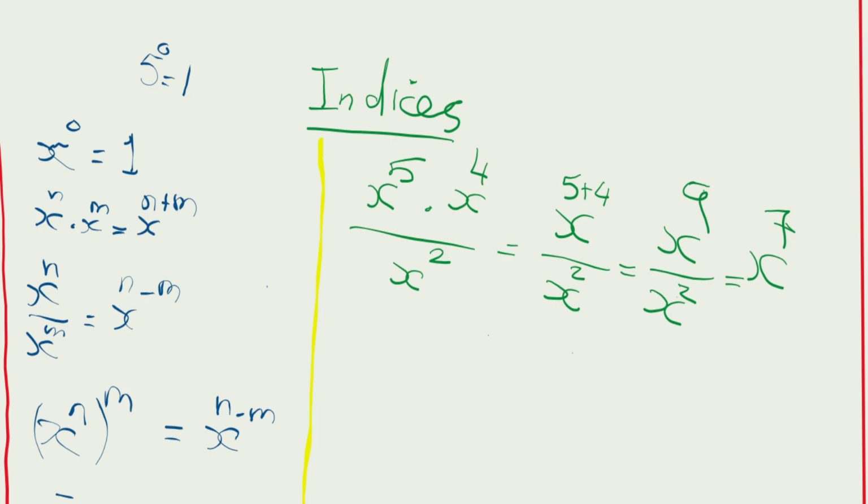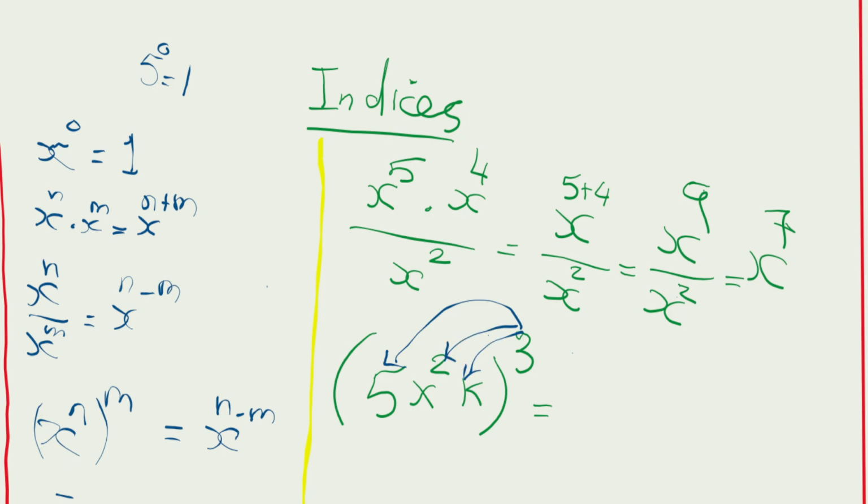Another example is if you have 5x squared k all to the power of 5. Let's just make it 3. What you will do here is you will first split this 3 to each one of them. Give this a 3, give this a 3, and give this a 3. So your question will look something like this. 5 to the power of 3, x squared to the power of 3, and k to the power of 3. And then 5 to the power of 3 is 5 times 5 times 5, which is 125.